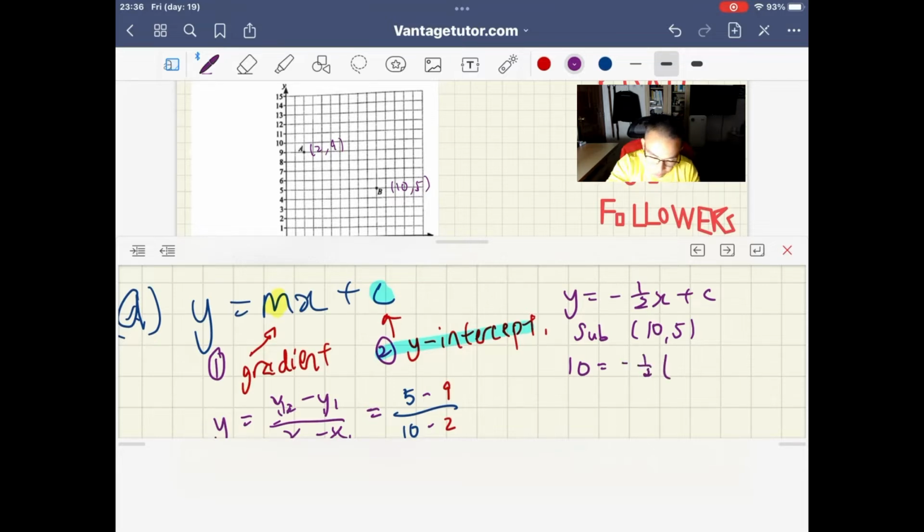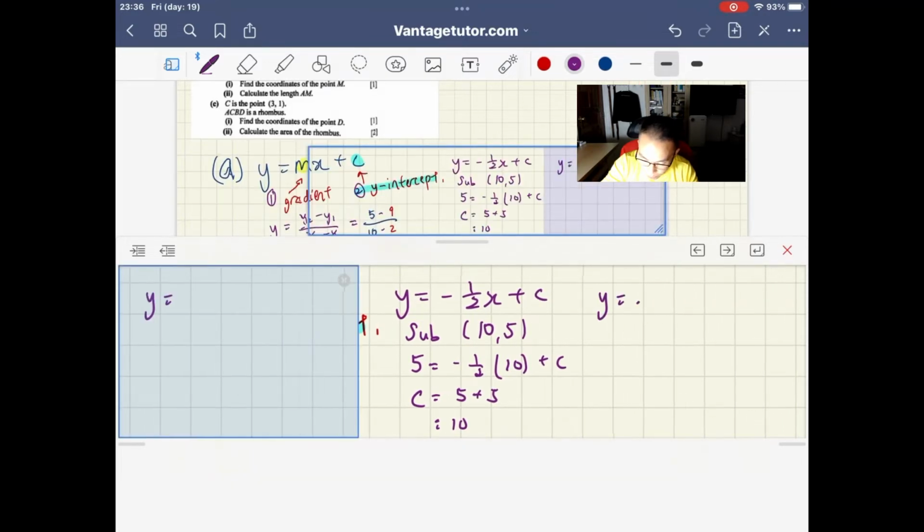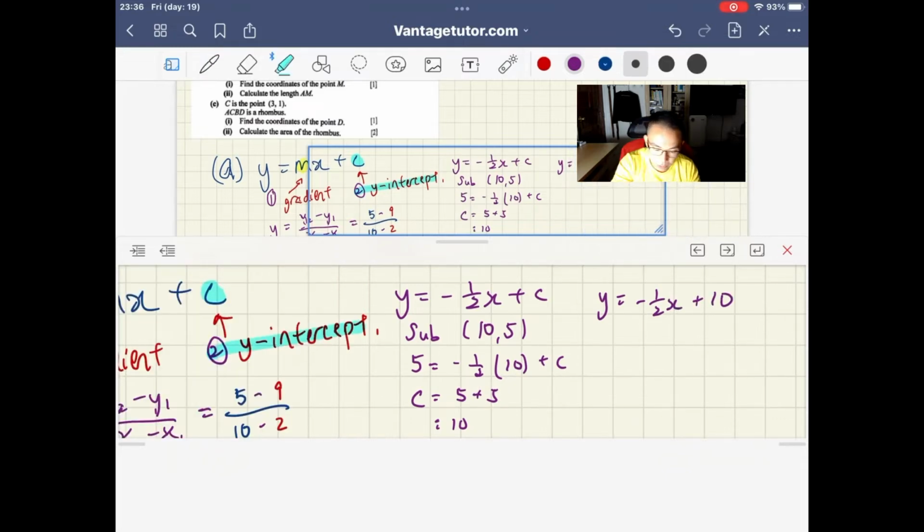Oh sorry, not 10, my mistake, my y is actually 5, and my x is 10. So 5 equals negative half times 10 plus c. Now I only have c as my unknown. So c equals 5 plus 5, shifting the negative half times 10 over, which equals 10. Therefore my equation is y equals negative half x plus 10, and this is my equation of the line AB.